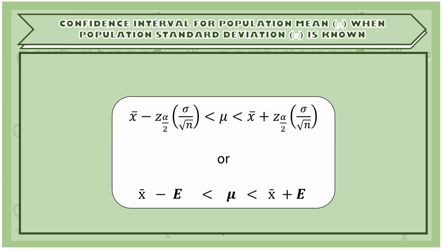The formula for the confidence interval of the mean for the specific alpha is population mean is greater than the difference between sample mean and lower limit but less than the sum of sample mean and upper limit, or the population mean is greater than the difference between sample mean and margin of error but less than the sum of sample mean and margin of error.